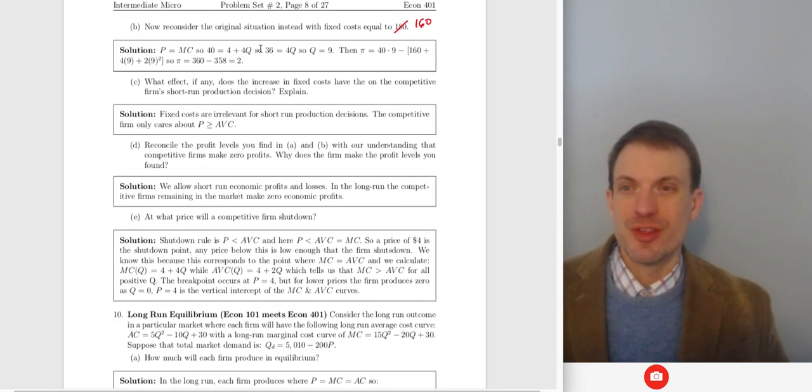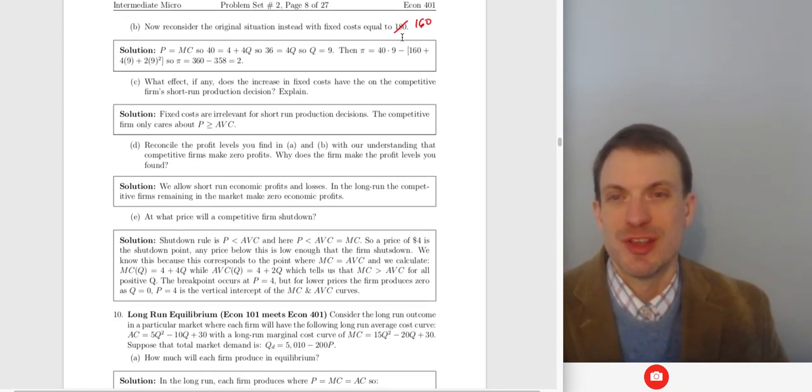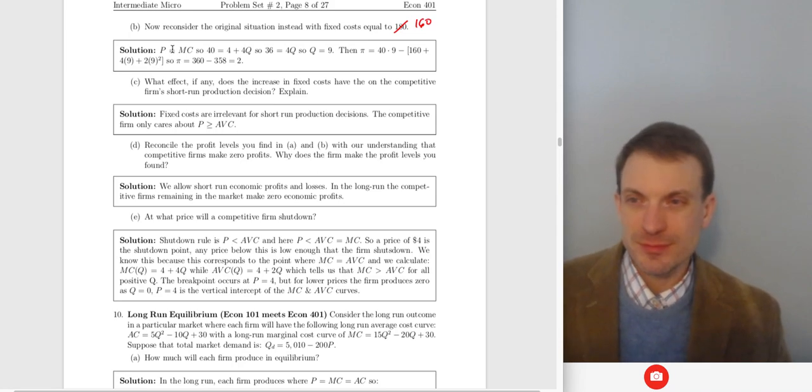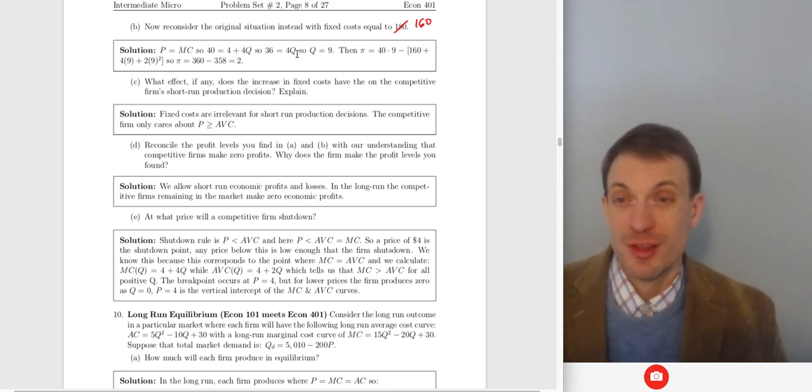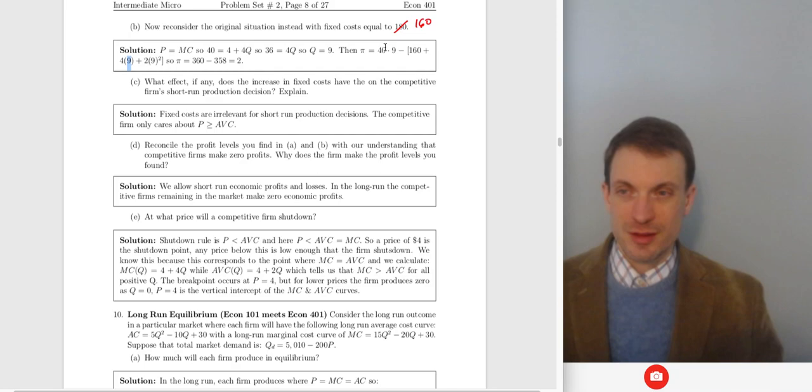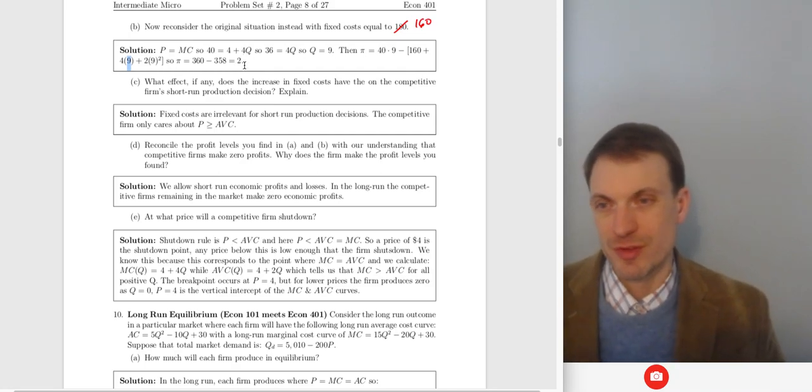Now reconsider the original situation, instead with fixed costs equal to 160. Price is equal to marginal cost, so we still get a quantity of 9. Then computing our profits, we get profit equal to 2. We compute the profits associated with producing an output of 9, and we end up getting profits of 2.